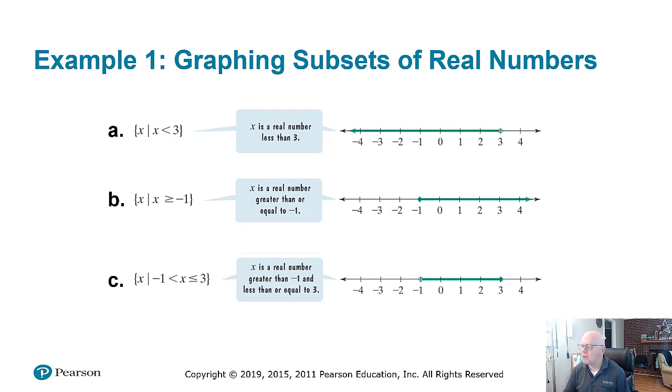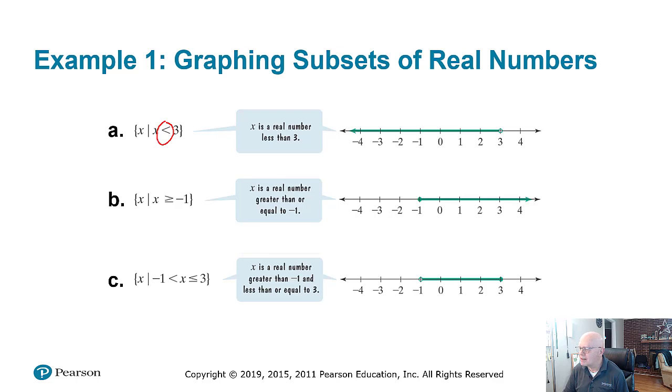Now, what's different about this one? The first one, we were talking about strict inequalities. We used an empty dot because 3 was not part of the set. In the second one, we had a not strict inequality. They had the equals here, so that gave us a solid dot, and we picked which side to draw the arrow.